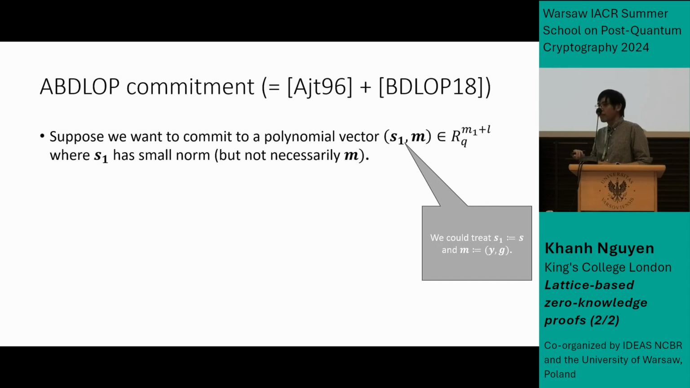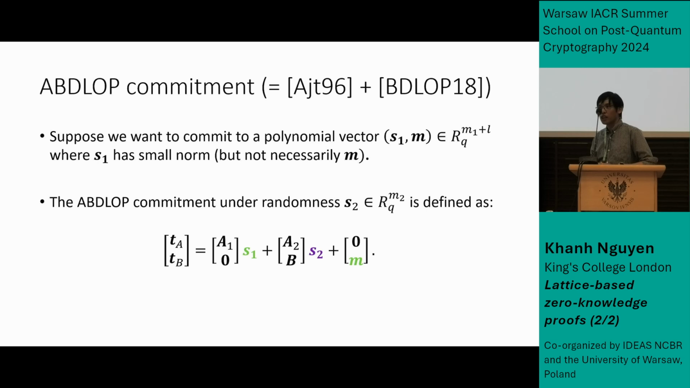And especially this masking vector G, it will be large, right? So what was G? G was a random element over RQ with a constant term 0. So of course, it's going to be large. So we will put that G in the M part. Okay, so now how to commit?